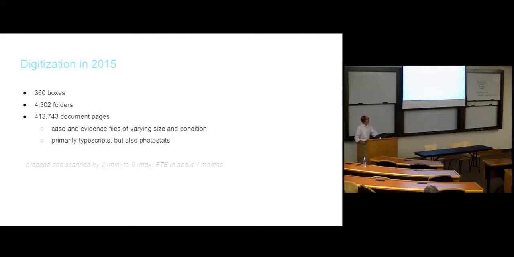And within those folders, about 414,000 pieces of paper that would be in the typescript format or the mimeograph format, not the photostats. So we couldn't handle the photostats with the machine that we had now, so we skipped over those and focused on the typescripts.